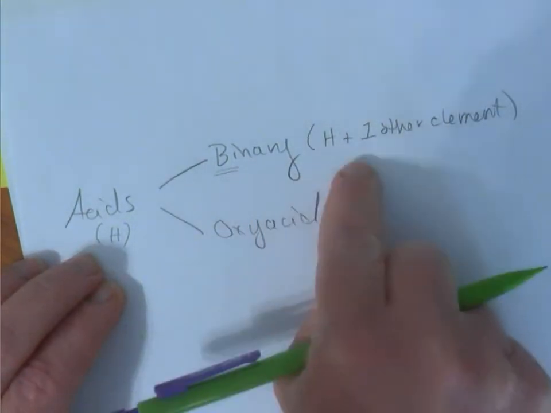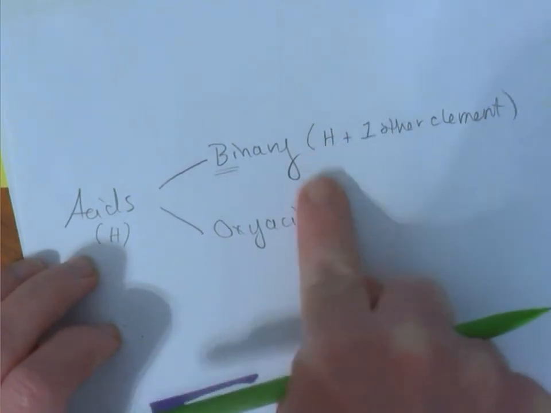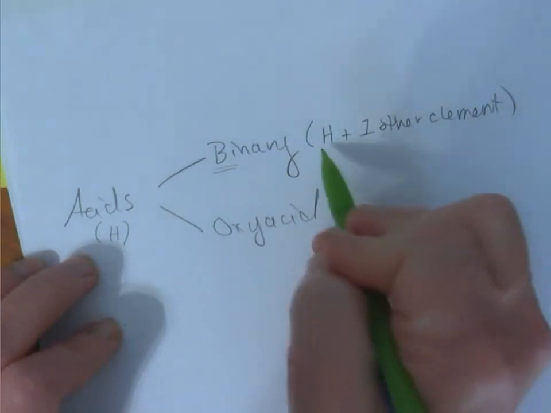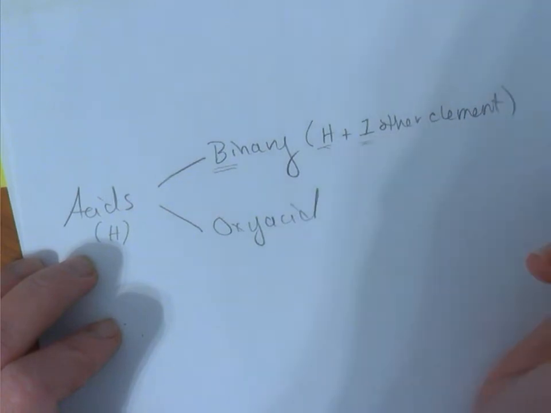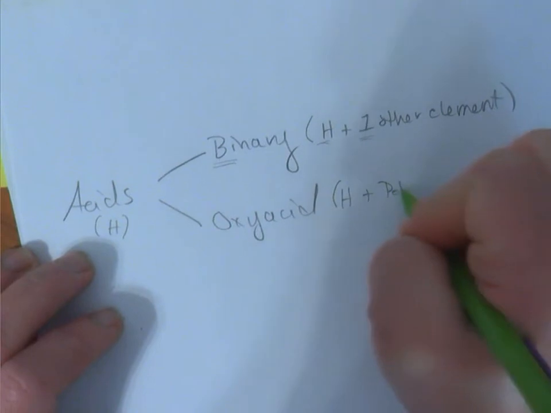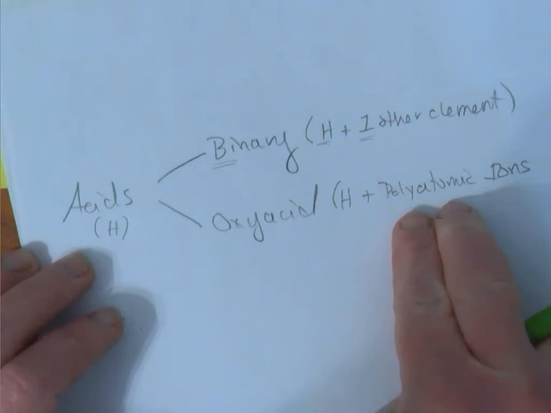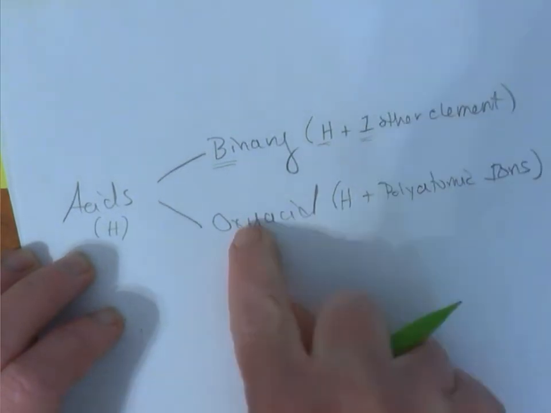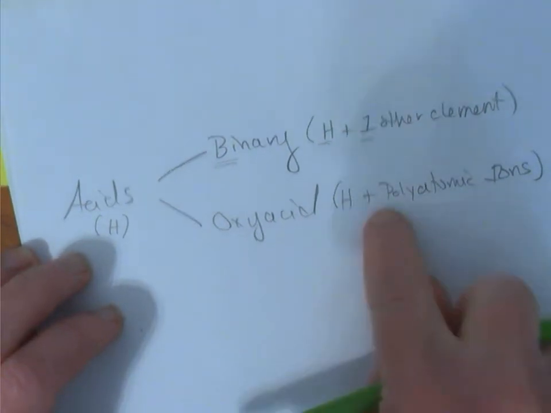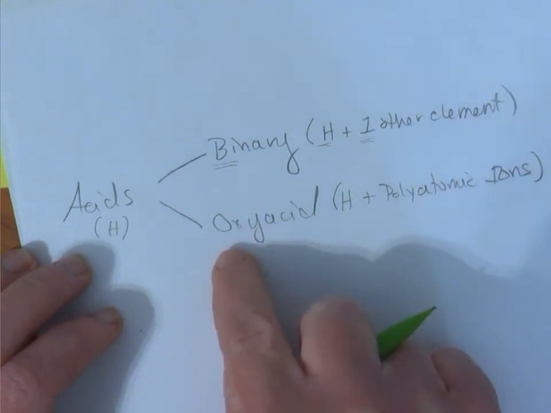Now you can have more than one of each. Okay, so it doesn't mean you only have one hydrogen and only one of the other element. Your subscripts can vary, but you only have hydrogen with one other element. An oxyacid is hydrogen with a polyatomic ion. And polyatomic ions have at least two different elements. So we know then that an oxyacid is going to have at least three different elements, and the majority of polyatomic ions contain oxygen, hence the nickname oxyacid.